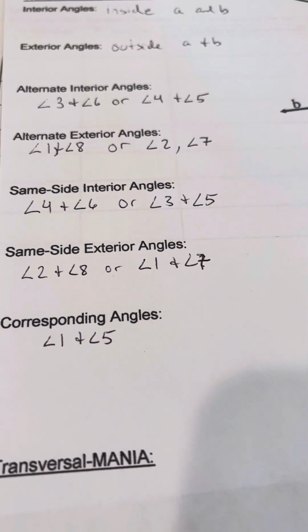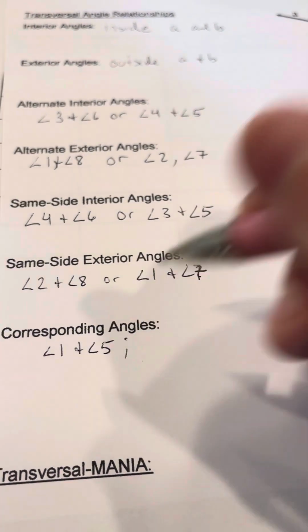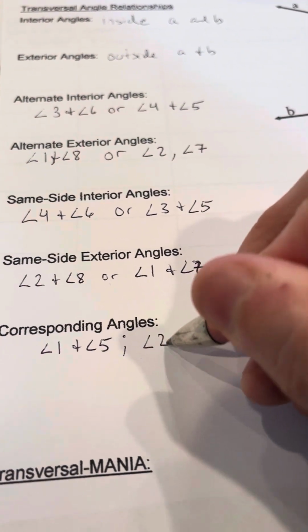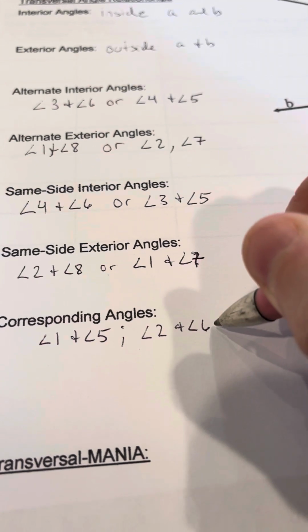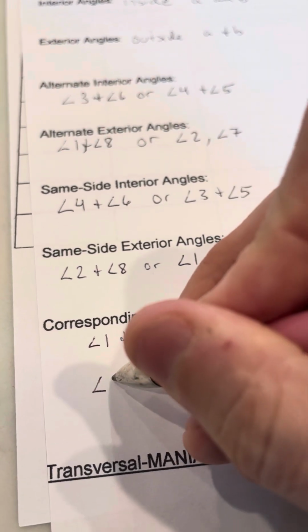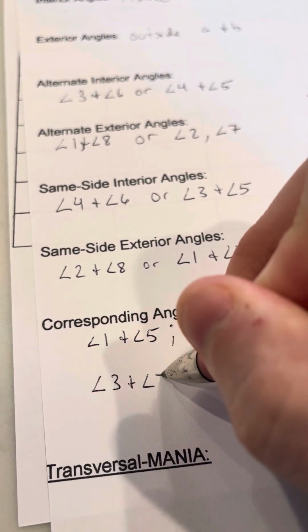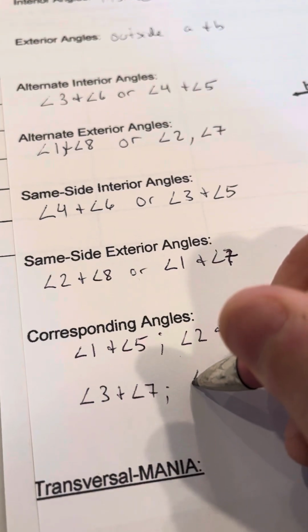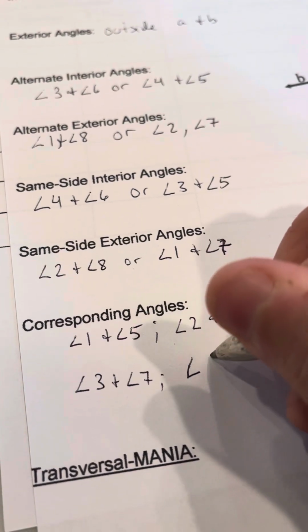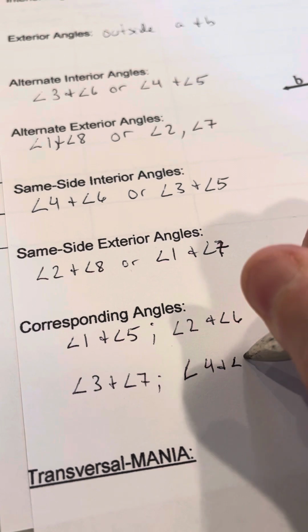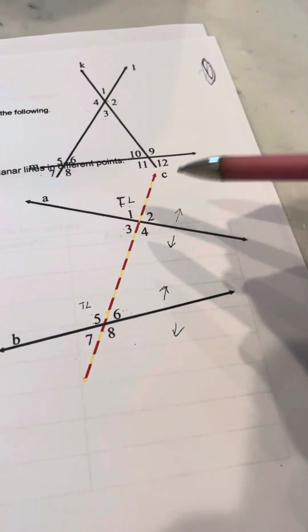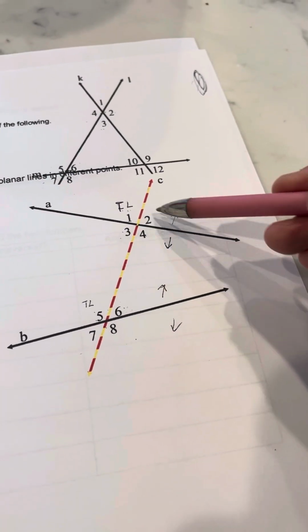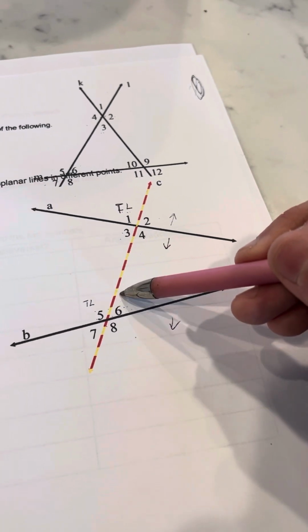And we have 4 sets of corresponding angles. So I'm just going to run through those real fast. Angle 2 and angle 6. Angle 3 and angle 7. And angle 4 and angle 8. So you can see, again, with 2, it's above and on the right. 6 is above and on the right.